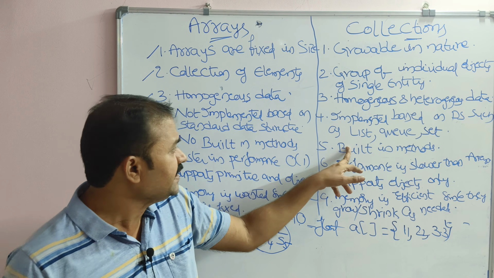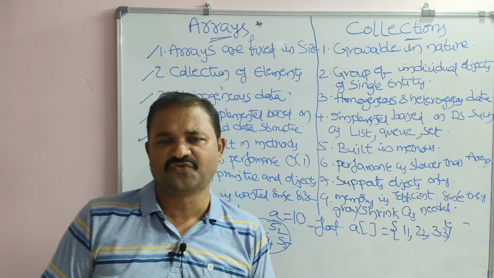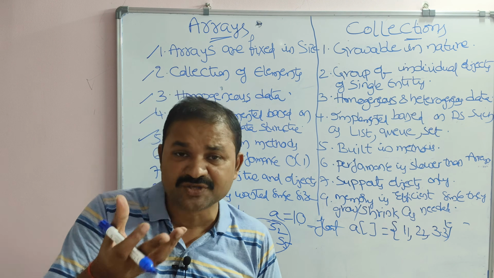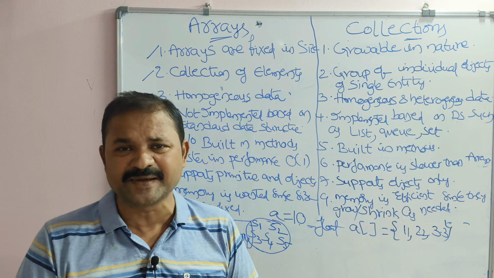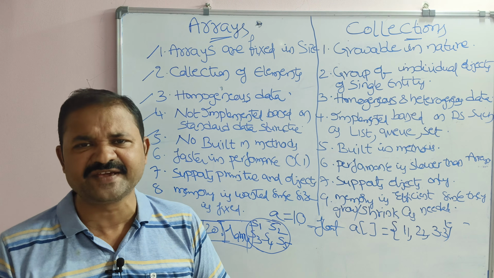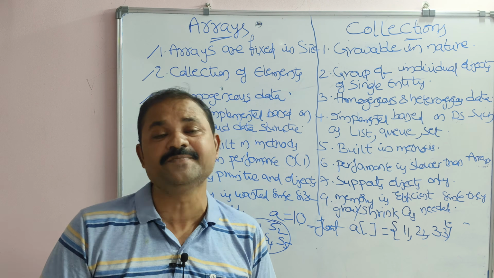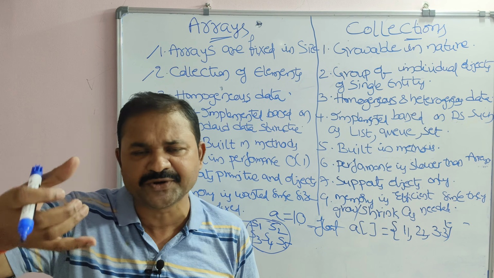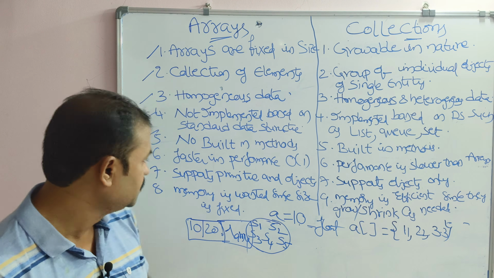Whereas collection supports built-in methods. For sorting operation, we can use the sort method. For insert operation, we can use the insert method. For removal operation, we can use remove methods. Collection supports several built-in methods, so there is no need to write the code manually for performing the operations.